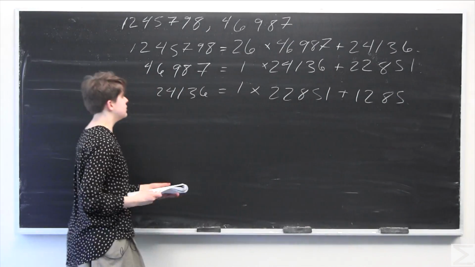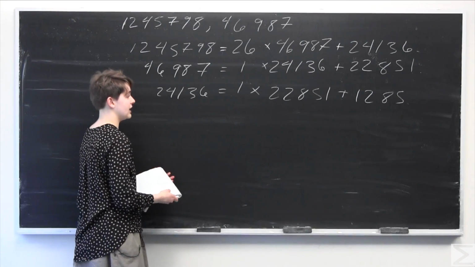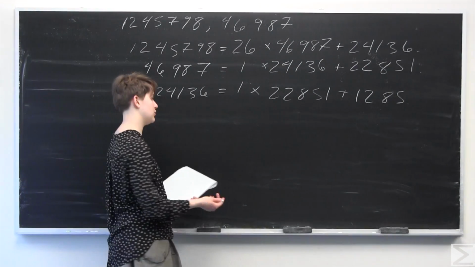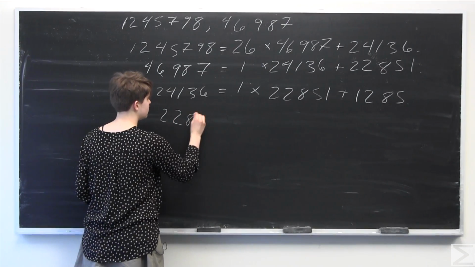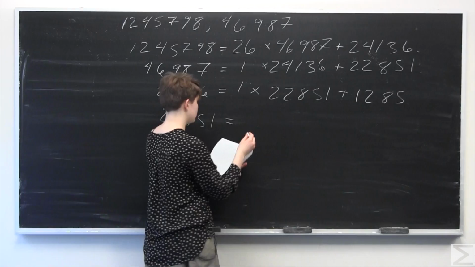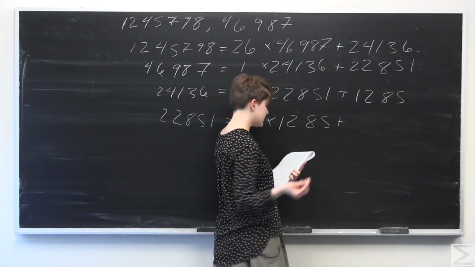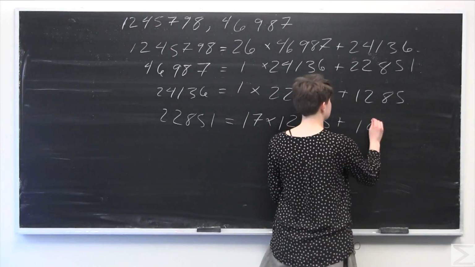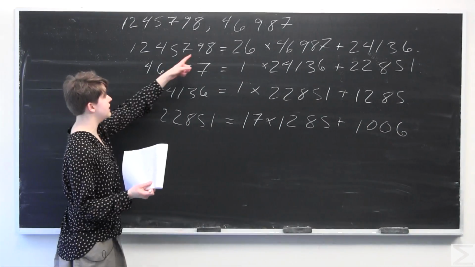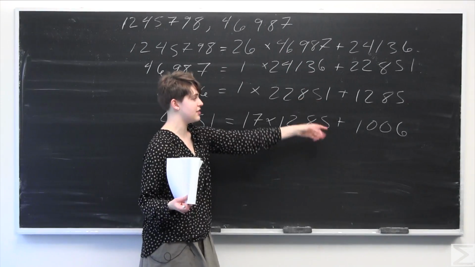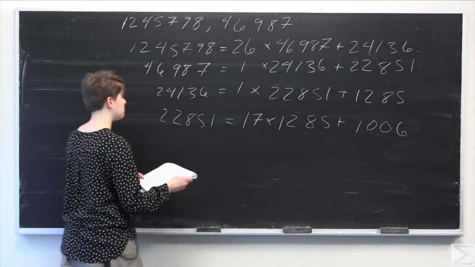The rest of this is just going to be me doing this exact same process over and over again. I'll just continue writing out my steps so that you can check your work as we go. We're going to bring over 22,851. This is going to be equal to 17 times 1,285 plus our remainder is then going to be 1,006. As you can see, we've already gotten way down from almost 47,000 to 1,200 and 1,000. So we're getting there.